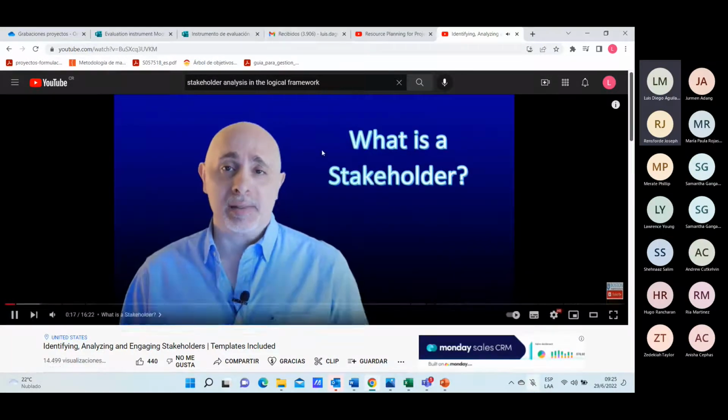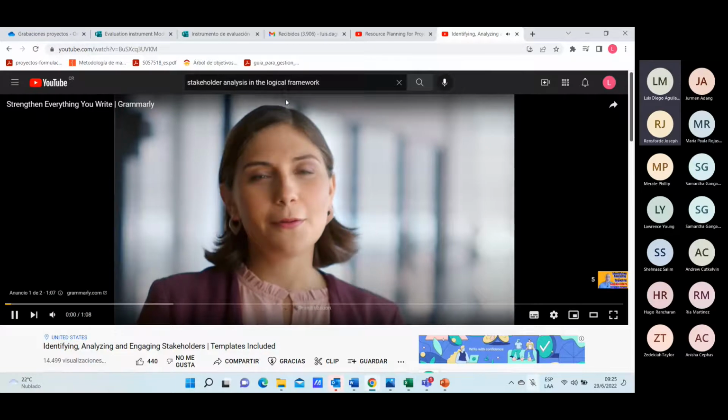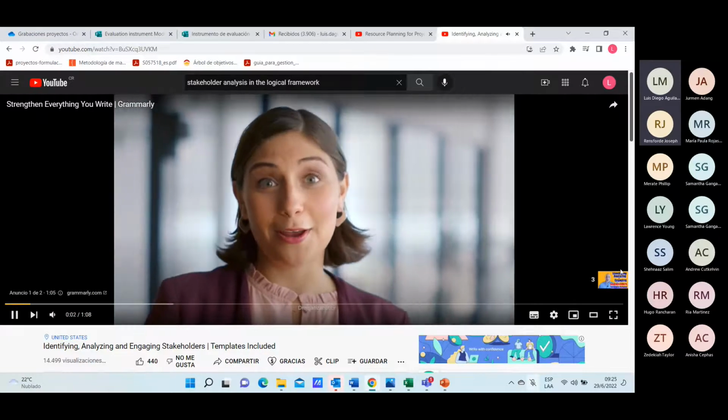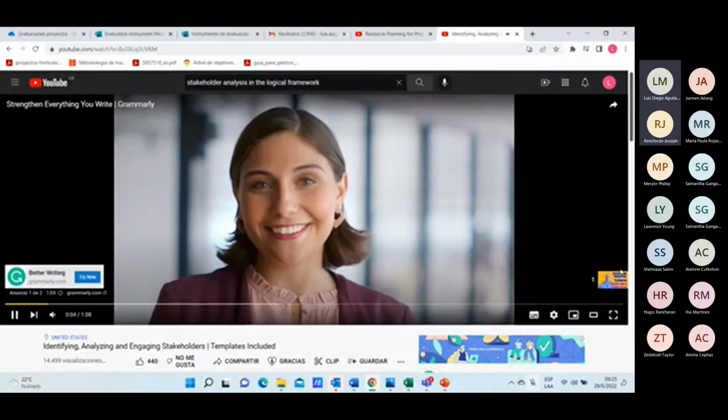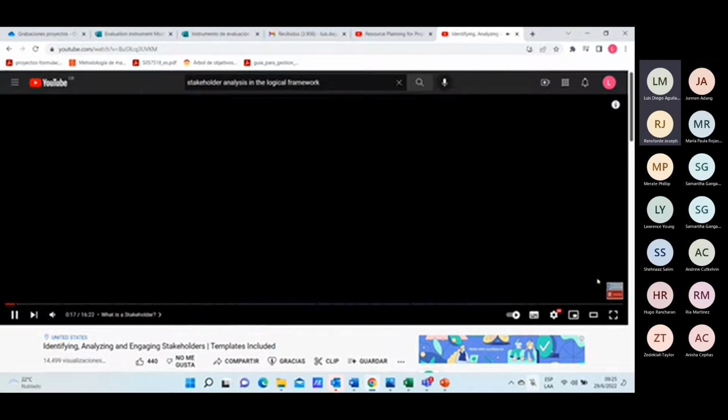Definition of what a stakeholder is. If you want to achieve better results, make a great impression, and save time at work, you should get Grammarly.